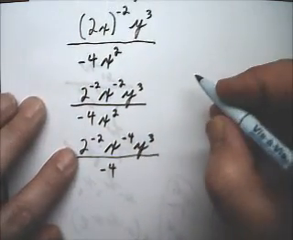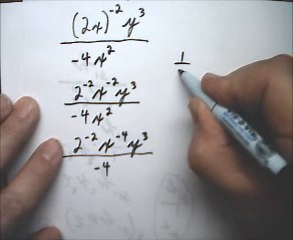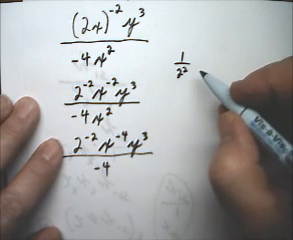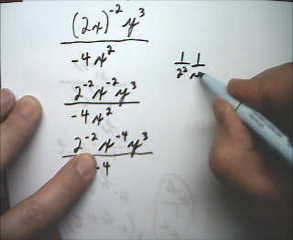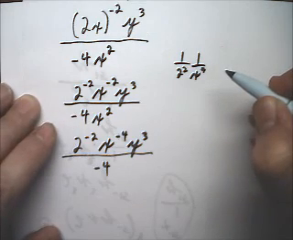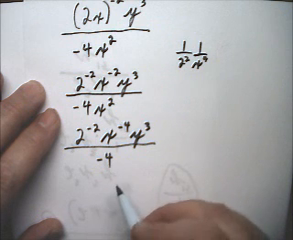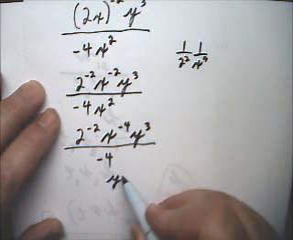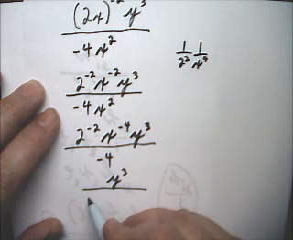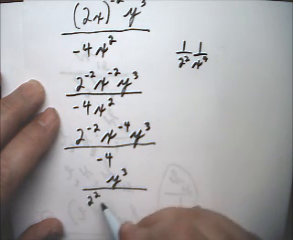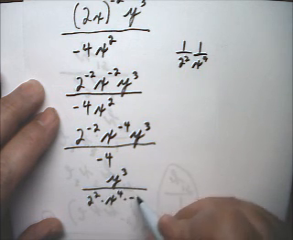So now 2 to the negative 2 power, that's 1 over 2 to the second power. X to the negative 4th power, that's 1 over x to the positive 4th power. So altogether here, I'm going to end up with y to the third power over 2 to the second power times x to the 4th power times negative 4.